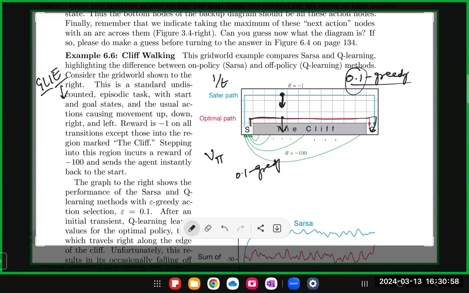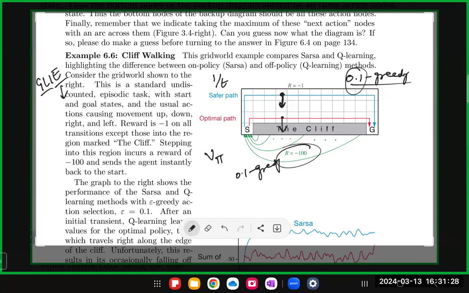Because if you always keep exploring with some probability, there is always a chance of falling into the cliff, right? So the value of such a policy will be much lesser, because you will get a minus 100 reward whenever you fall into the cliff. So if you go very close to the cliff and you keep behaving randomly with some probability, then there is a lot to lose, right?